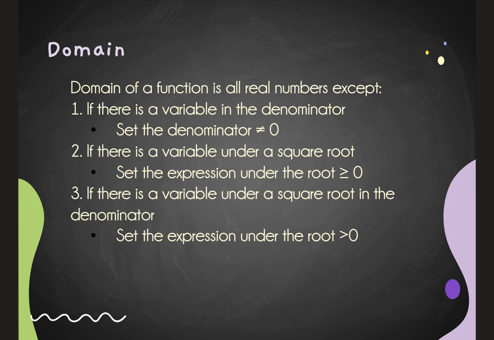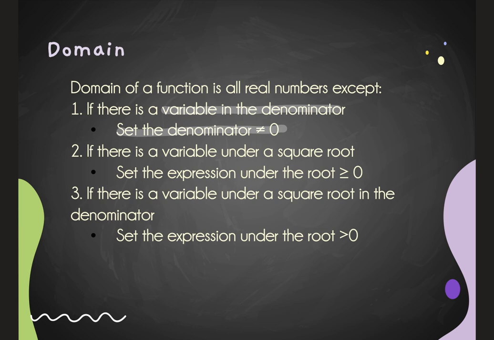And so here's a domain review. Domain of a function is all real numbers. So its initial value is all real numbers unless one of these three cases occur. If there's a variable in the denominator, and if that does occur, then we set the denominator not equal to 0. And let's think about why that happens. What happens if my denominator is 0? It's undefined, okay? We can't have something that's undefined, so that's why we restrict it.